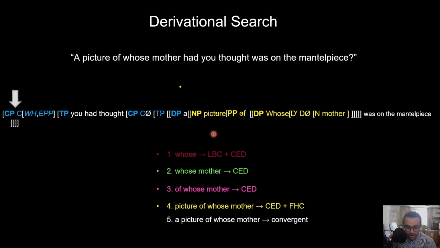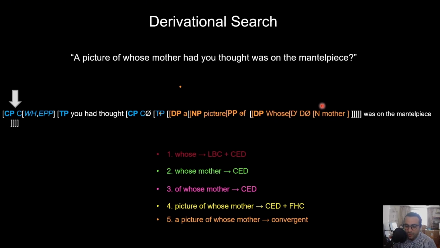Now, the last option is the DP, picture of whose mother. If we move this, we'll end up with: a picture of whose mother you had thought was on the mantelpiece. And finally, this is convergent. This is correct. So as you can see, the WH feature here, well, I don't want to say copied, but we kept expanding what would be considered the maximal projection carrying the WH feature to include the whole DP. First, just the "whose" in the specifier position here, then the whole DP here.